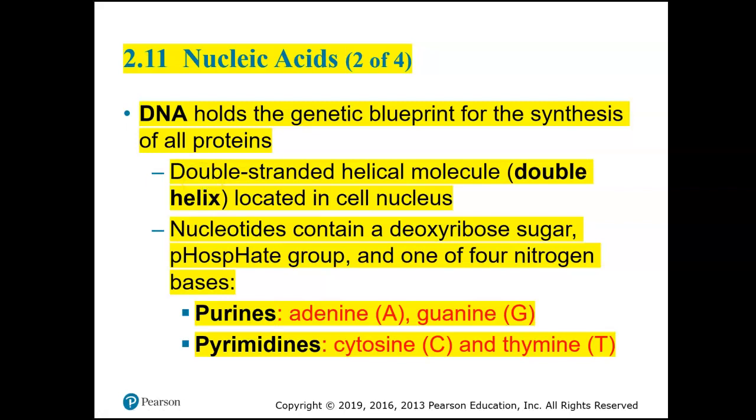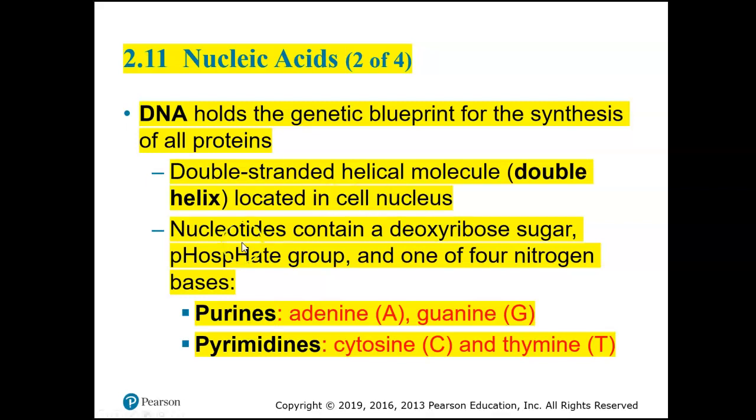DNA is a double-stranded helical molecule. The shape is called a double helix. It's often referred to as a twisted ladder. DNA is located in the cell nucleus, and the nucleotides of DNA contain deoxyribose, a phosphate group, and then one of 4 bases.